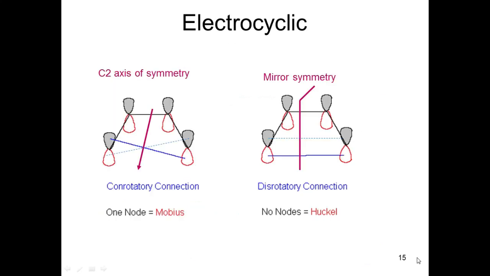Another one is the C2 axis of symmetry, the conrotatory connections and disrotatory connections with one example of C2 axis. Here the molecule has one node, Mobius, the connectivity of this conrotatory, this to this and this to this, and disrotatory is the same side connectivity. Here is disrotatory and disrotatory. The mirror image, a mirror symmetry of this, no nodes, the Huckel reaction. So this is one node of the Mobius and another with no nodes, the Huckel, right?